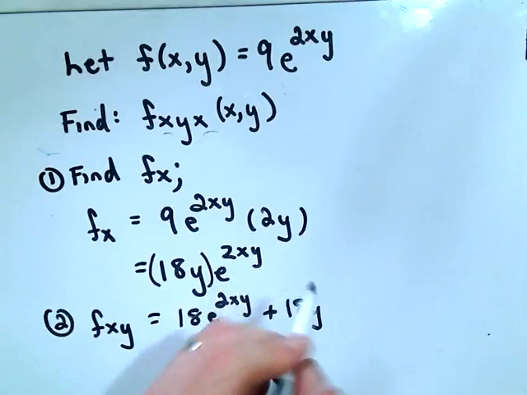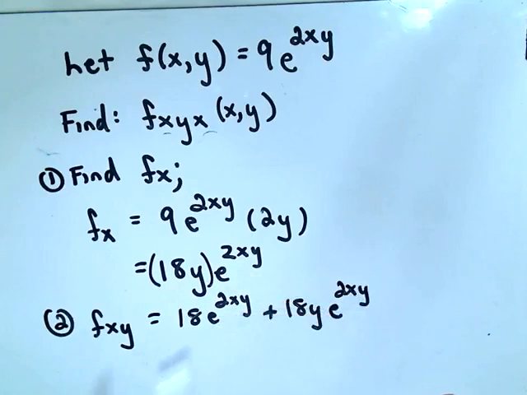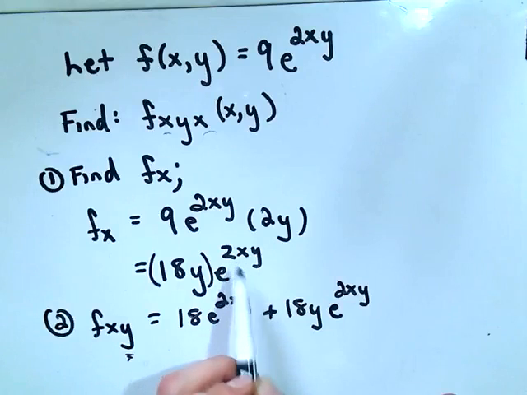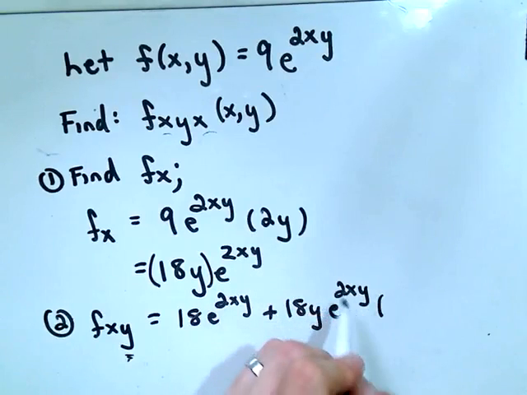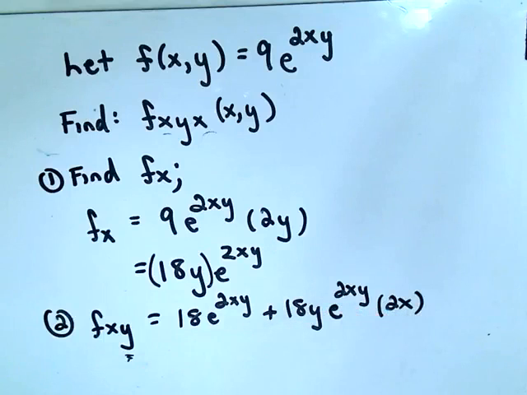And if I take the derivative of e^(2xy), again I'll get e^(2xy). Again, though, now I have to remember I'm taking the derivative with respect to y, so I treat y like my variable. The 2x is just a constant. So when I take the derivative of the exponent, I'll simply be left with a 2x.